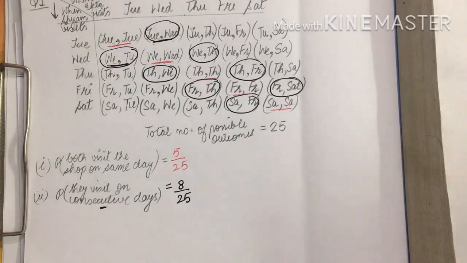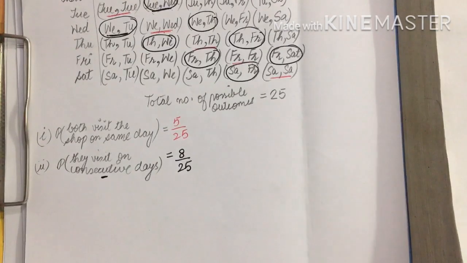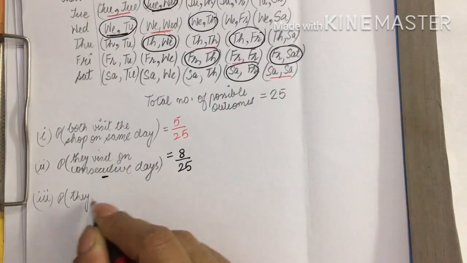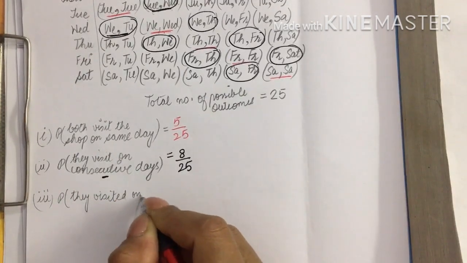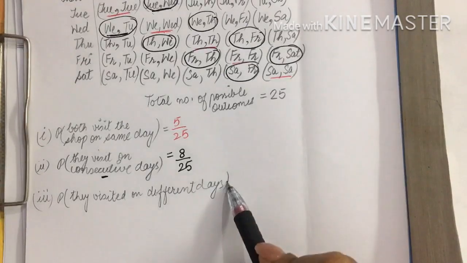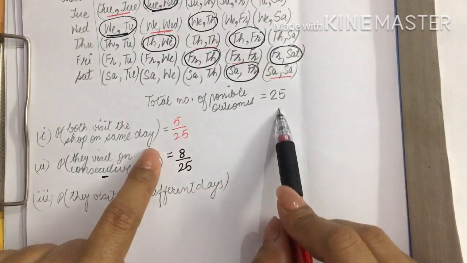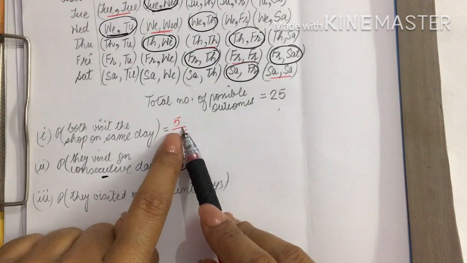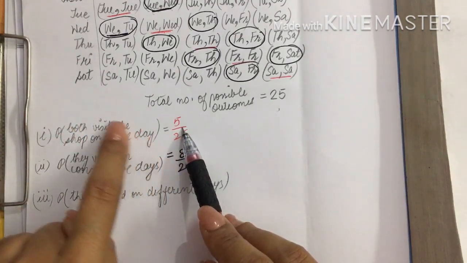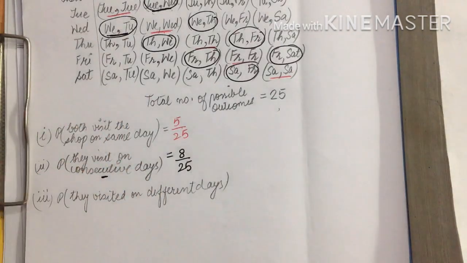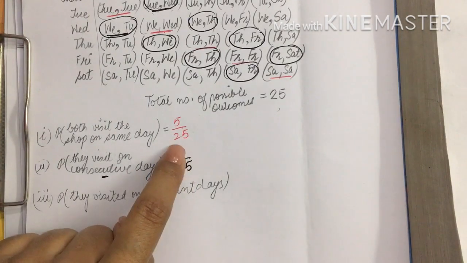Final case is when you have to find out that the customers visited on different days. So probability they visited on different days. This could be calculated from here. Out of 25 possible outcomes, 5 outcomes told us that the shop was visited by them on the same day, and for the remaining other outcomes the customers visited on different days. So out of 25 subtract 5.